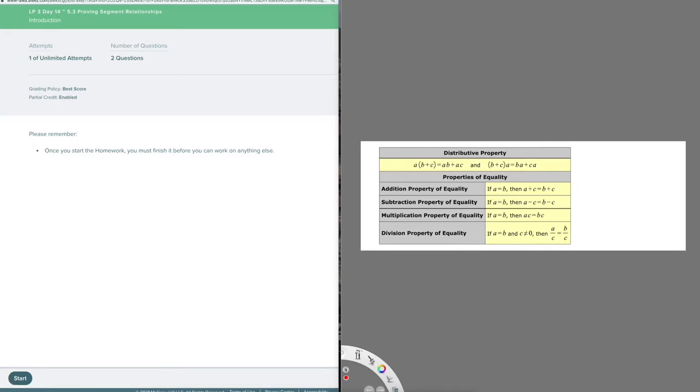All right, welcome to Chapter 10, Section 7, Proving Segment Relationships. I know the screen there has a different chapter number on it. I'm actually reusing this video from IM2, so it had the same couple of problems.